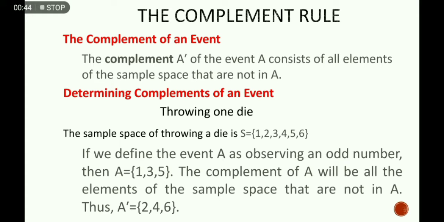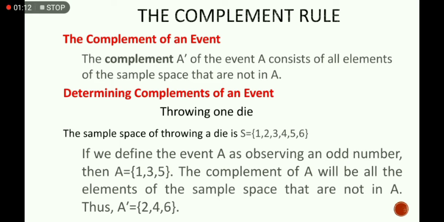So ito yung mga possible out. So ang complement is yung mga possible event na wala sa A. So let us refer back to the experiment of throwing one die. As we all know, the sample space of a fair die is 1, 2, 3, 4, 5, and 6. So if we define the event A as observing an odd number, then event A has 1, 3, and 5.